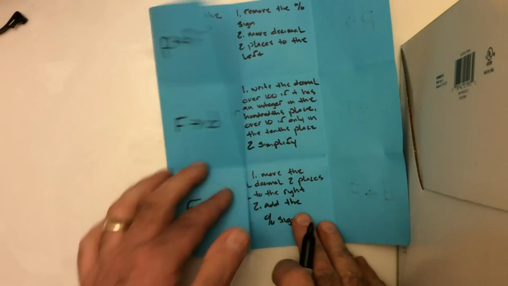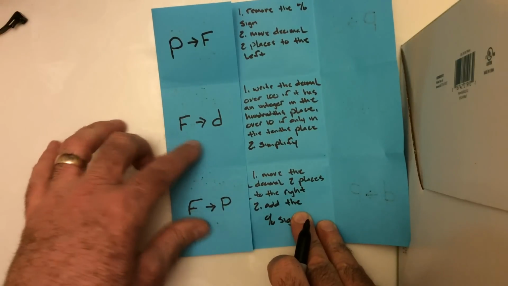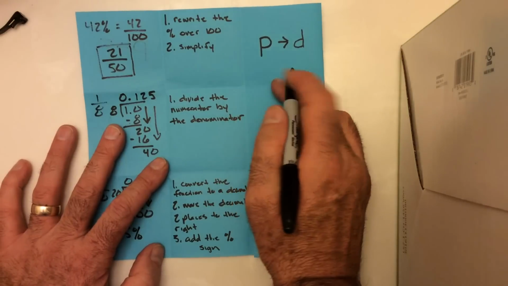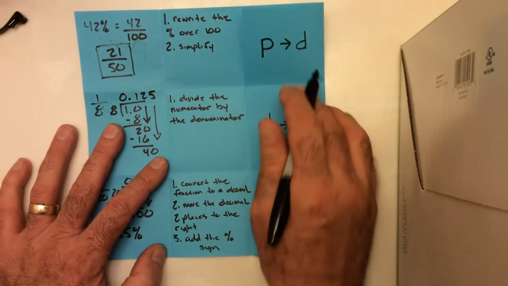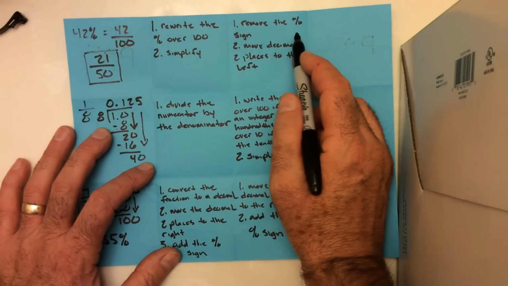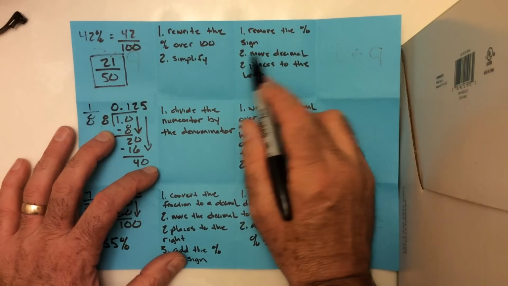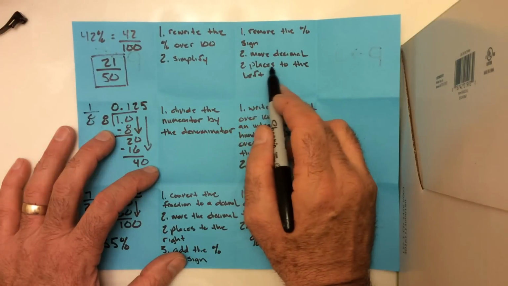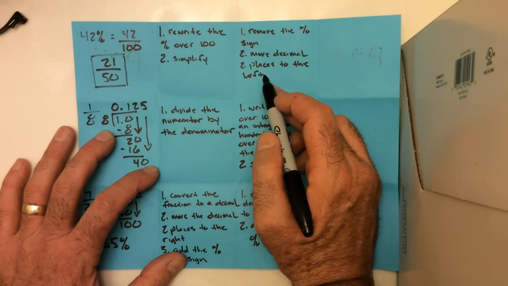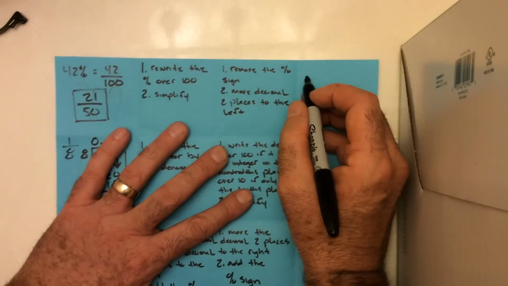Okay, so now we've done percent to fraction, fraction to decimal, fraction to percent. Let's go ahead and look at the other side. We're going to look at percents to decimals. Okay, what do our rules tell us? Our rules tell us that we want to remove the percent sign. We want to move the decimal 2 places to the left this time. And that's it. So let's go ahead and knock this one out.